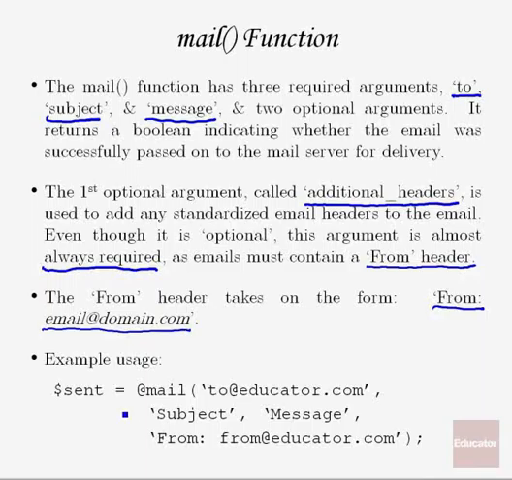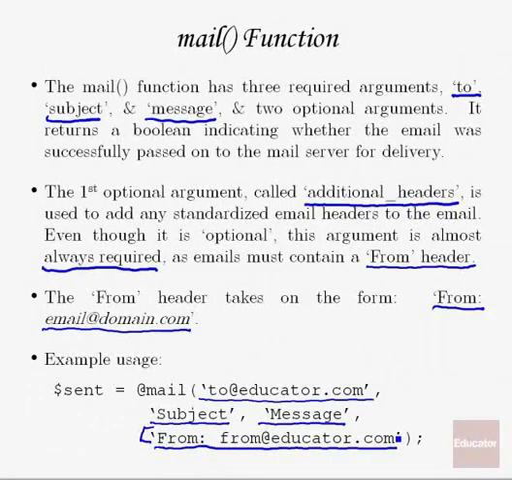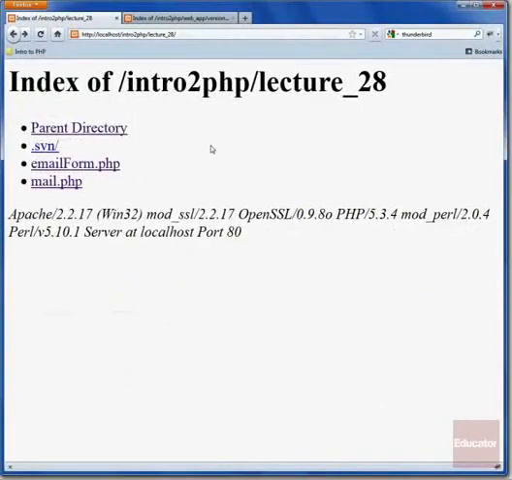So an example of using the mail function: you have your to email address as the first argument. You have some sample subject text. You have the content of your email message, and then this optional but pretty much required parameter is the additional headers parameter, and here we provided the from header and a from email address. So let's go and take a look at one of our scripts that we've created to show this.